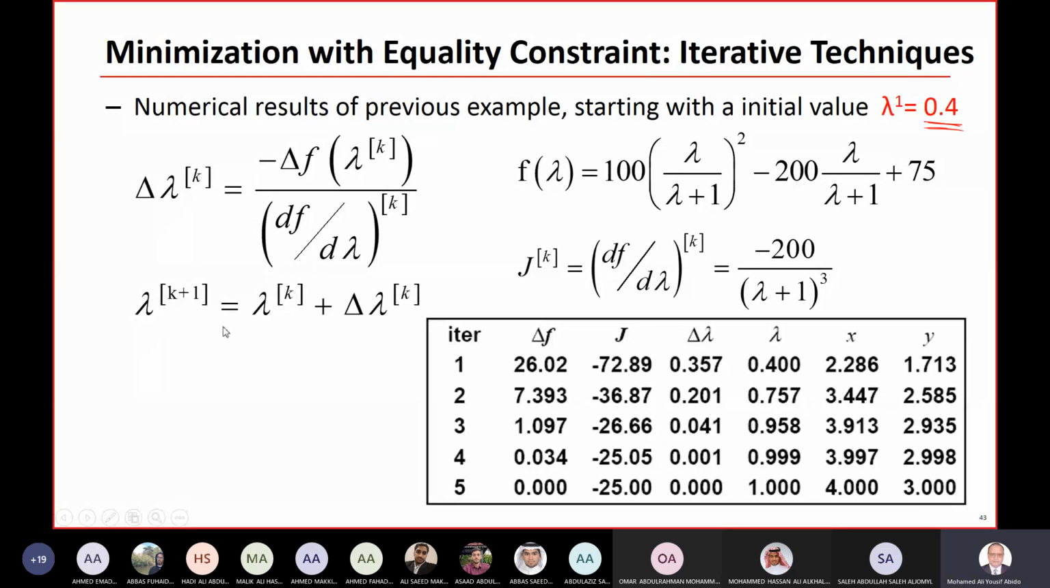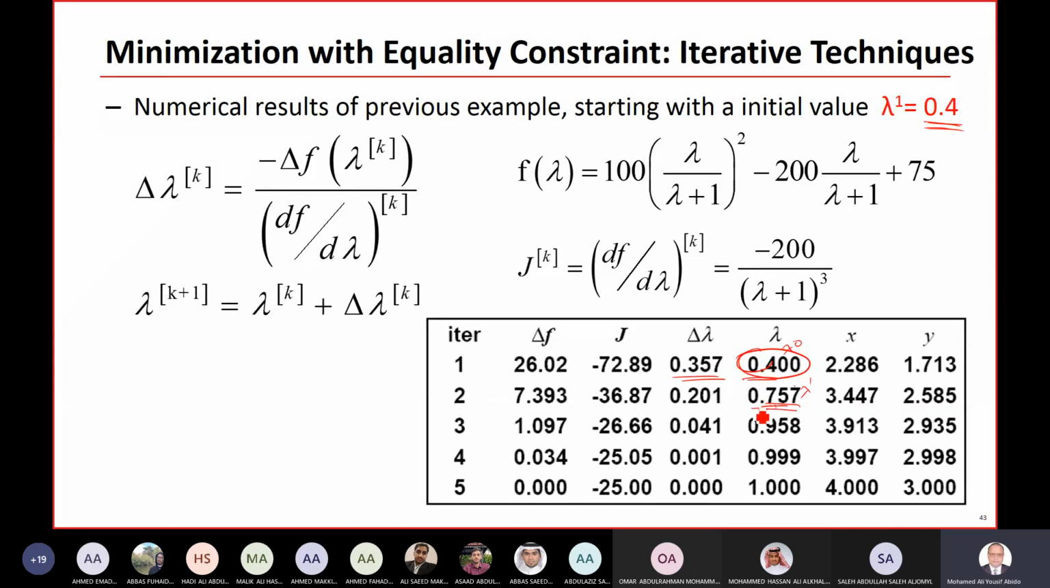We substitute here: lambda of k plus 1 equals lambda of k plus delta lambda. So we solve based on lambda 0.4, we substitute, we get the derivative, we divide, and we get delta lambda equal to this. So how much is lambda 1 now? This value is lambda 0, and 0.757 is lambda 1. Lambda 1 is the summation of lambda 0 plus delta lambda 0.